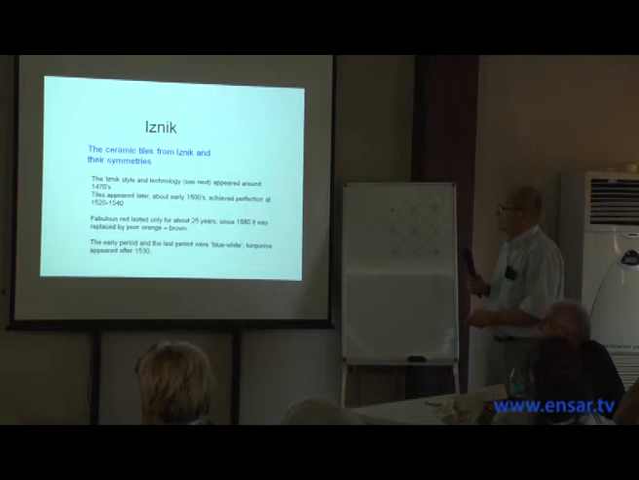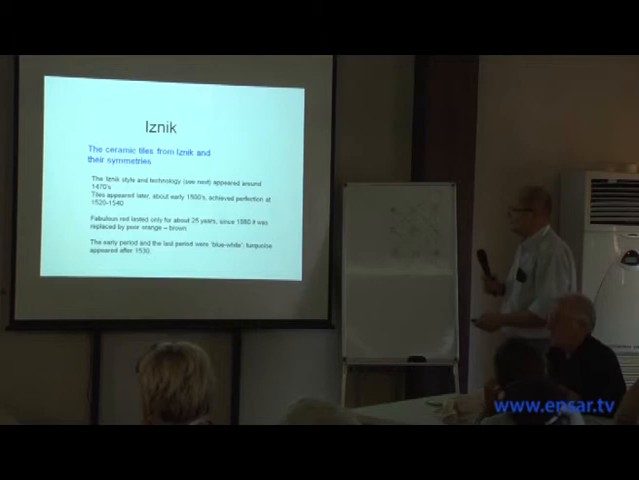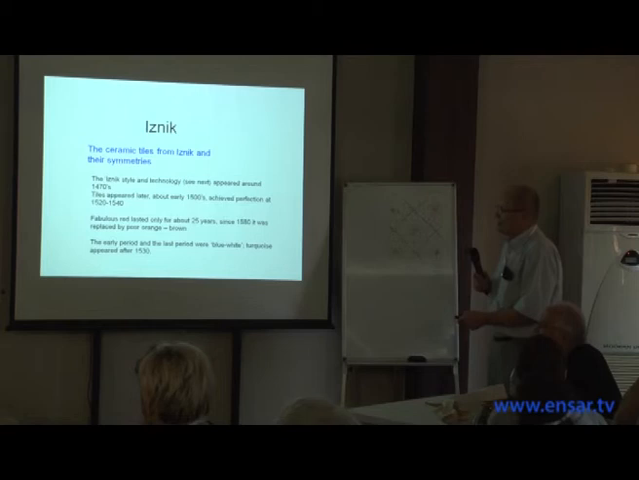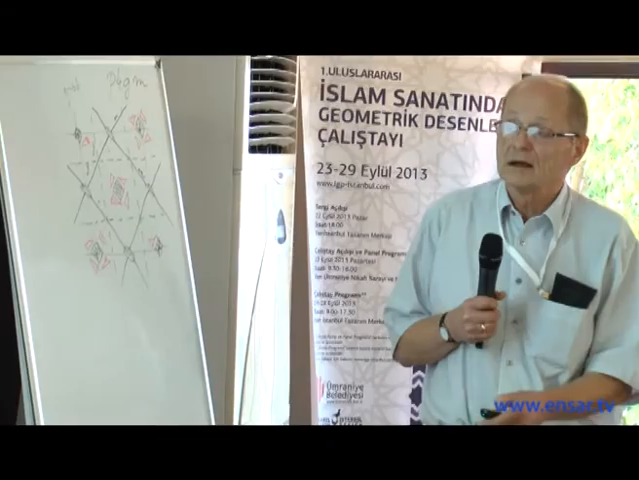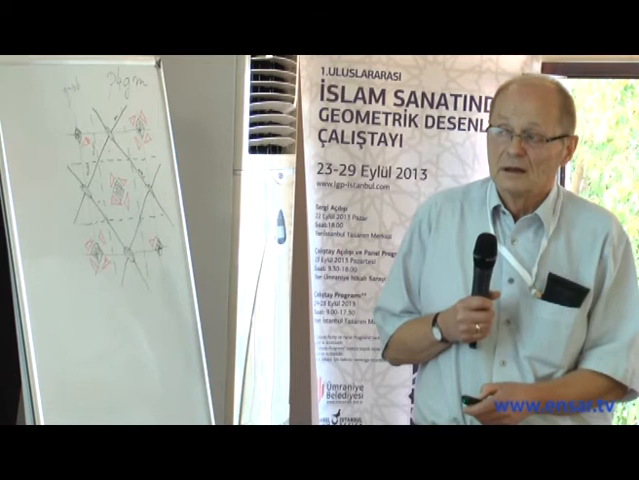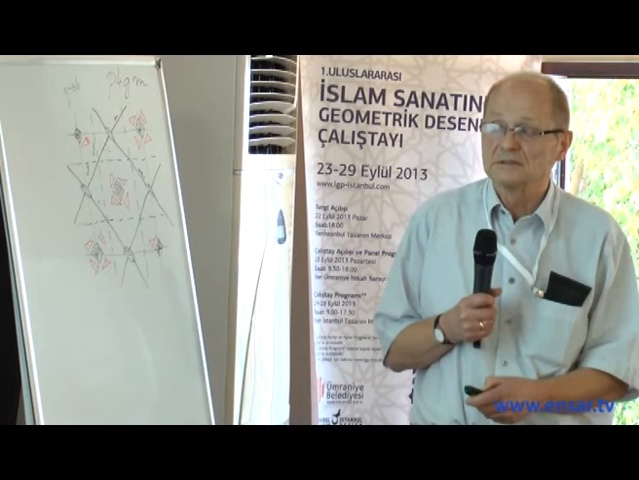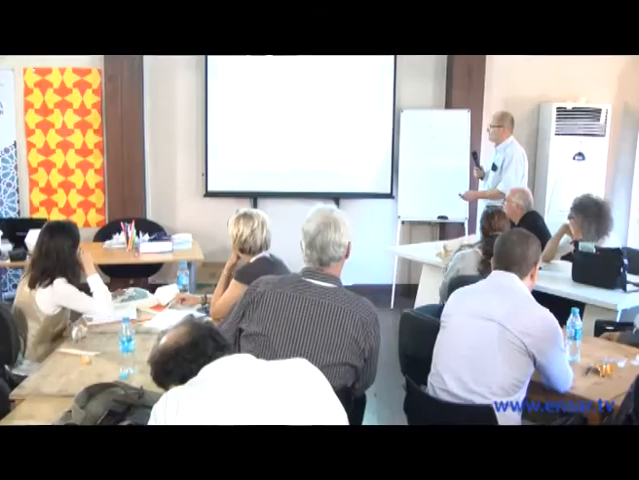Iznik, okay. I wanted to talk. So Iznik, if we go very quickly, appears around 1470, but this was mostly ceramic for cups, plates, jars and so on. Tiles appeared later when sultans started building huge mosques and they needed hundreds and thousands of tiles. So that was, in my eyes, the nicest time of it.